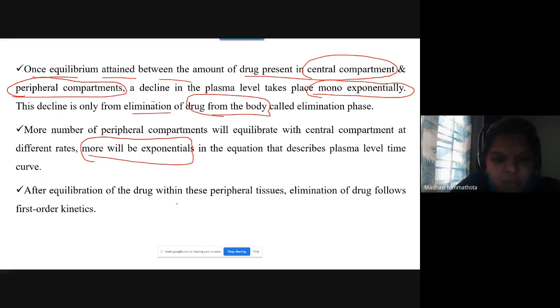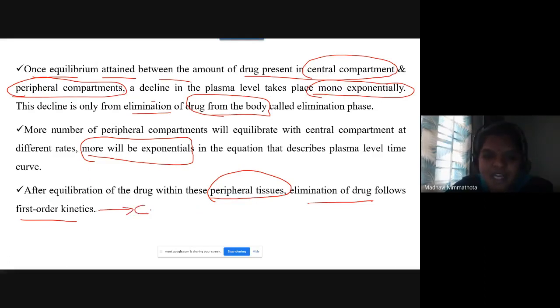After equilibrium of the drug within the peripheral tissues, the elimination of the drug will follow first order kinetics. So here our drug is eliminated from the central compartment, right? We have n number of peripheral tissues. After attaining equilibrium with these peripheral tissues, the elimination of the drug will follow first order kinetics, that is concentration dependent. So the drug is following concentration dependent kinetics.